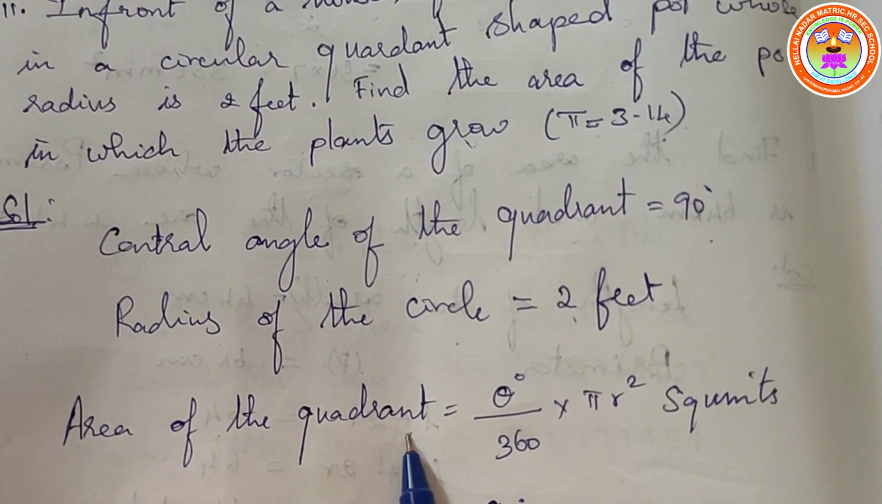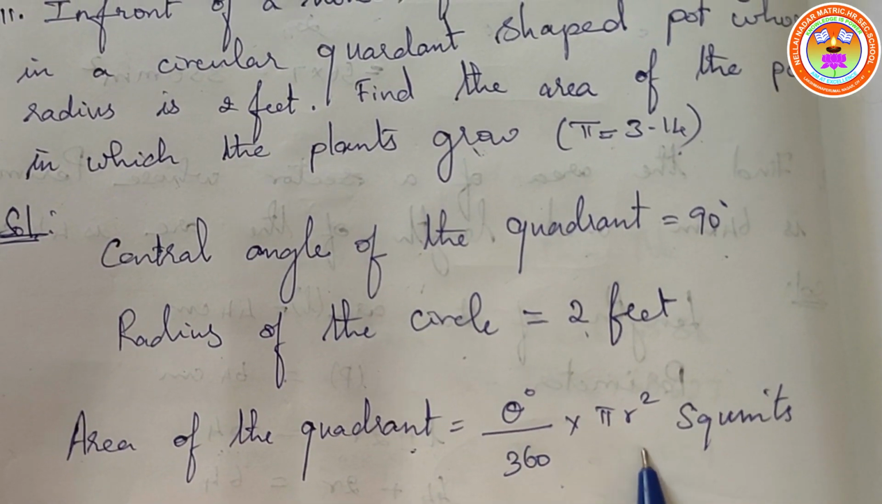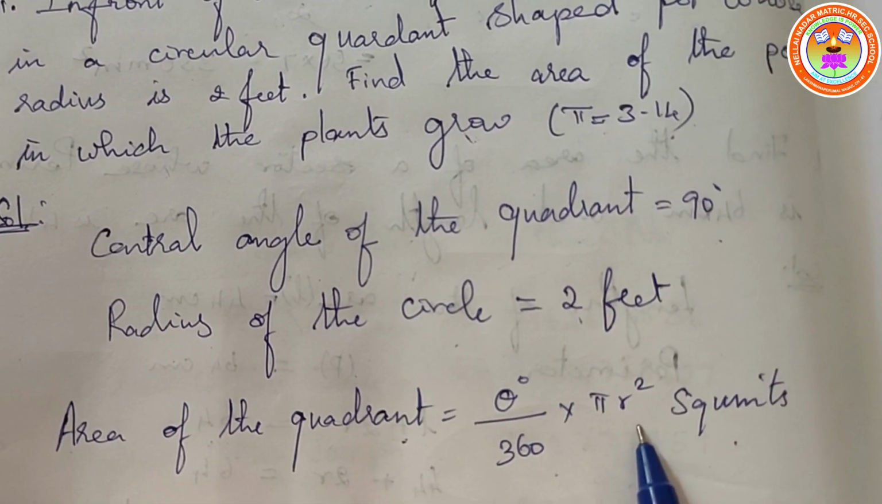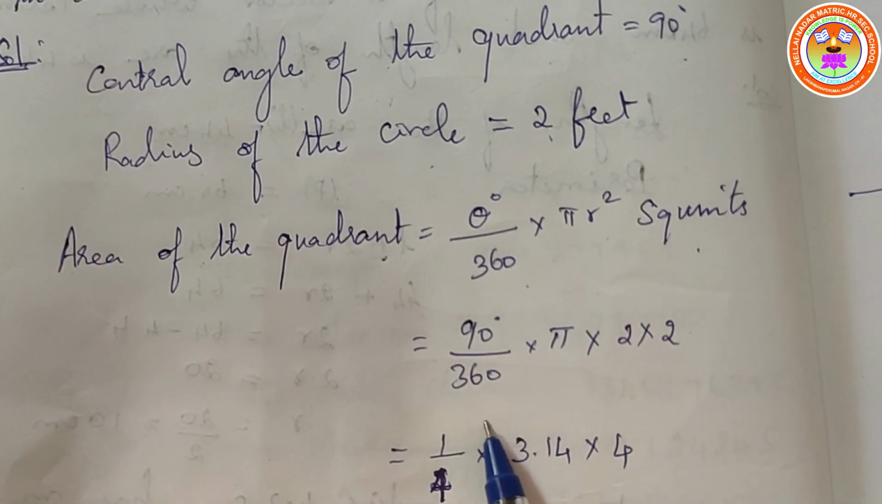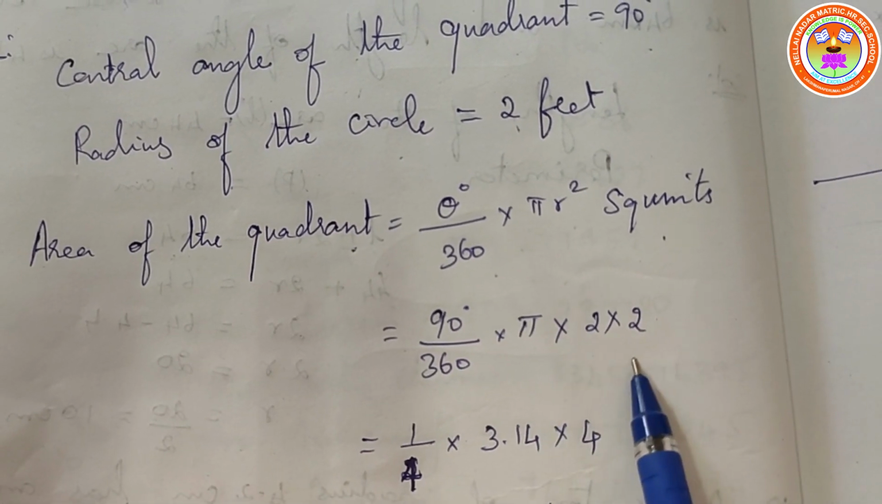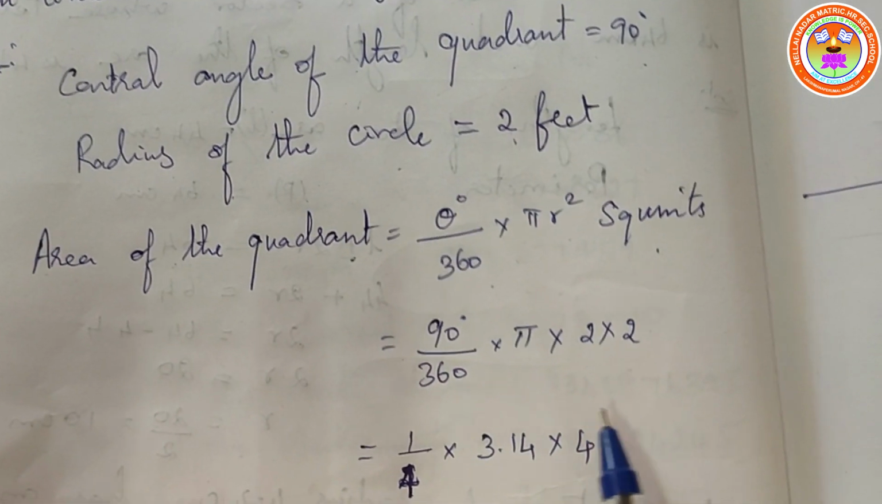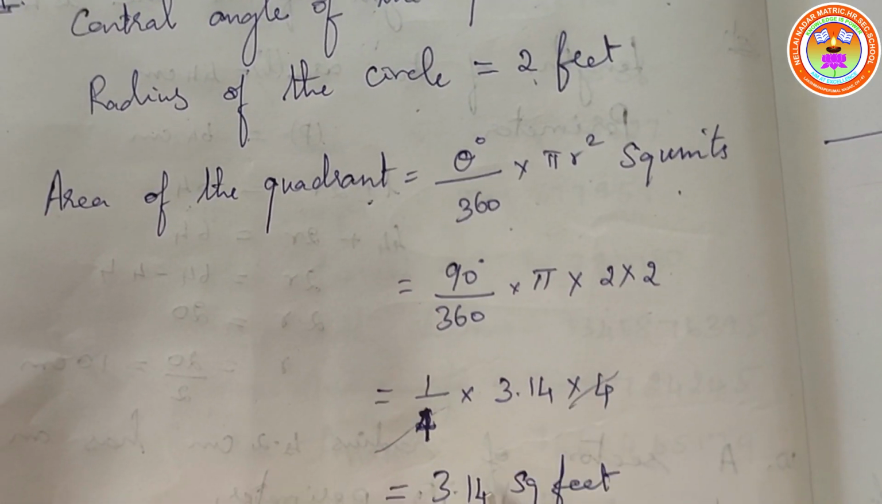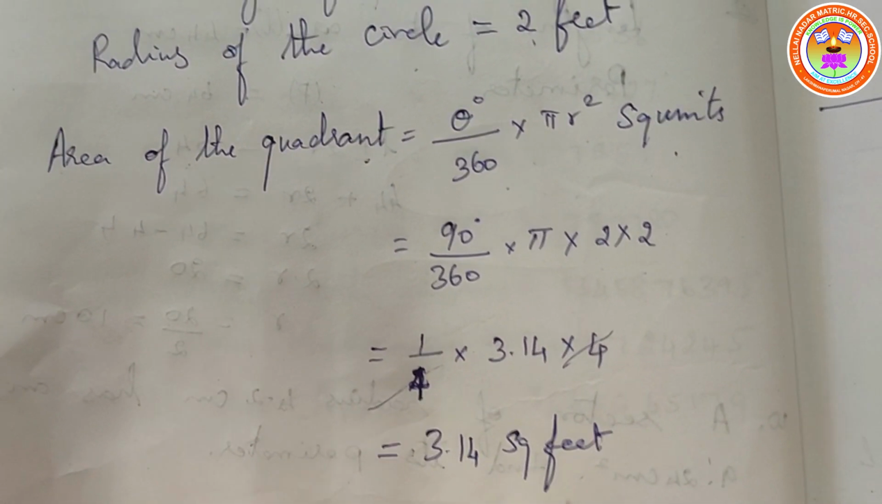Formula for the area of the quadrant is theta by 360 into pi r square, square unit. Substitute the radius value here. If you substitute, 90 by 360 into pi into 2 into 2. Radius is nothing but 2 feet. 2 into 2, so 2 2s are 4. This 4 and this 4 will get cancelled. 3.14 square feet is the answer.